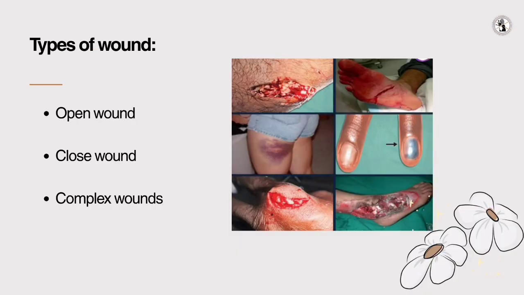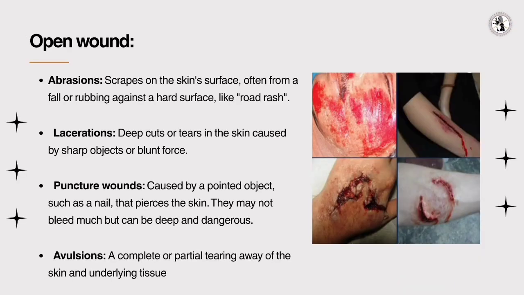Now let's go for types of wound. There are basically three types of wound: open wound, closed wound and complex wound. Now let's see what an open wound is. Open wound means any wound that has an open surface which is exposed to the environment. So basically, these include abrasions, lacerations, puncture wounds and avulsion.